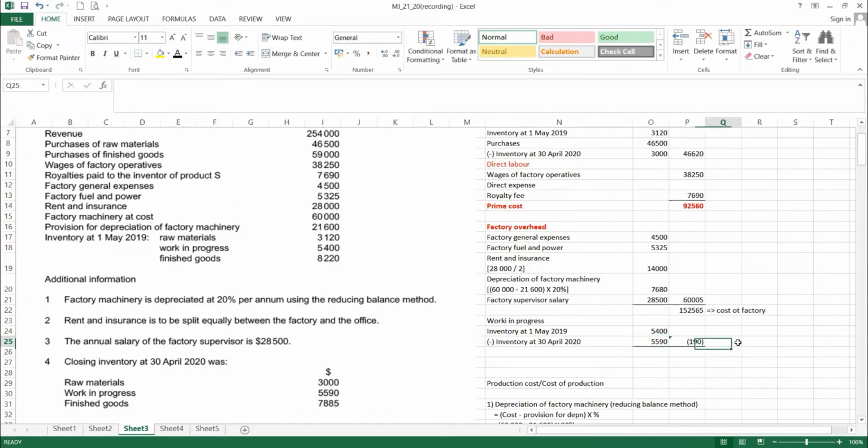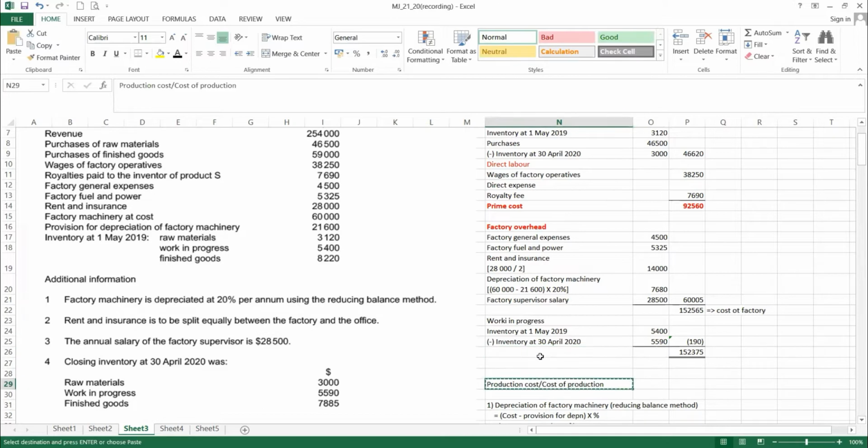There is an important thing that in the account, the statement format, you don't put negative in front, because math is a negative, but accounts put bracket. So we take this amount minus 190. So we get this 152,375, which is considered our production cost or cost of production.